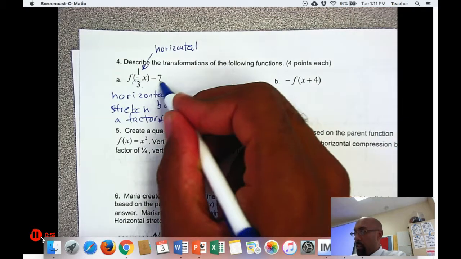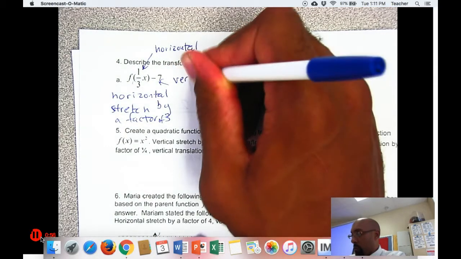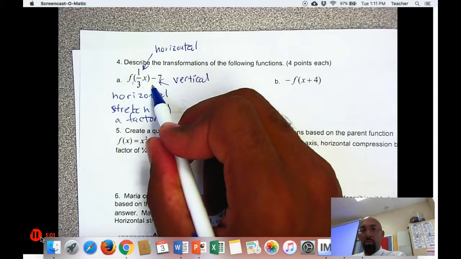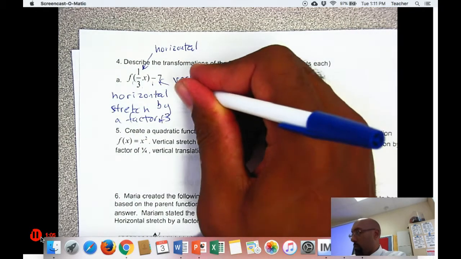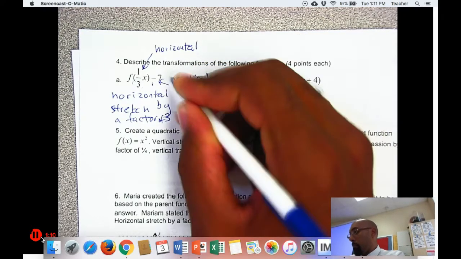Okay? And then this is outside, so that's causing a vertical. Remember, outside is vertical, inside is horizontal. And if it's outside, it's true to itself. Okay, it's telling the truth. And if it's minus, it's going down. Vertical shift down 7 units.